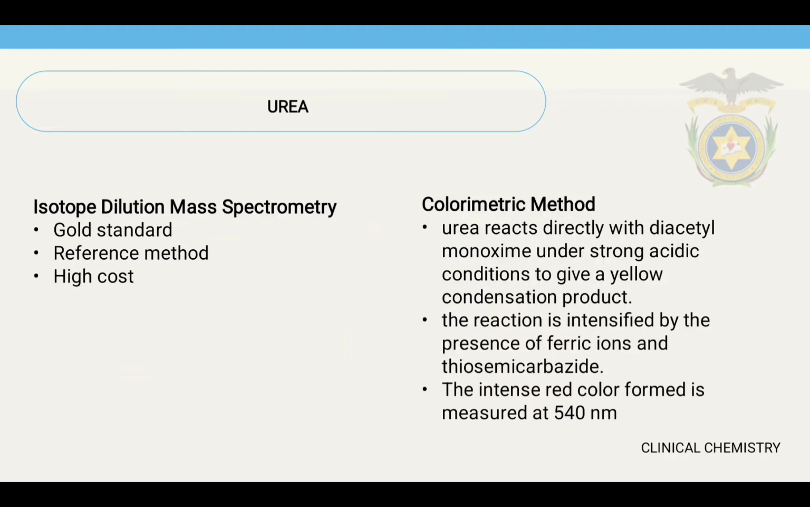Your colorimetric method, on the other hand, is where urea reacts directly with diacetyl monoxide under strong acidic conditions, giving you a yellow condensation product. The reaction is intensified by the presence of ferric ions and thiosemicarbazide. The intense red color formed is then measured at 540 nanometers.